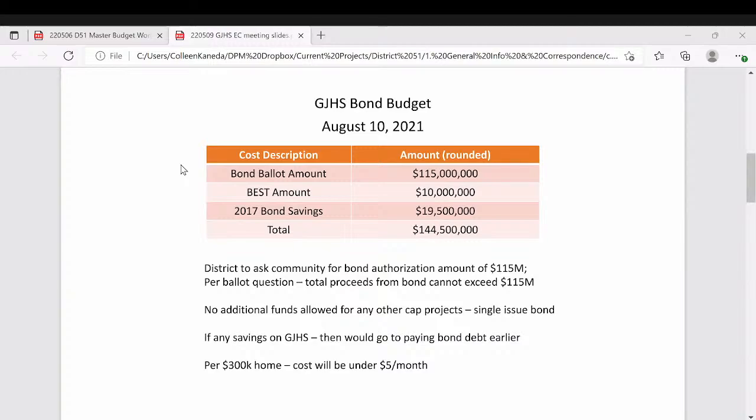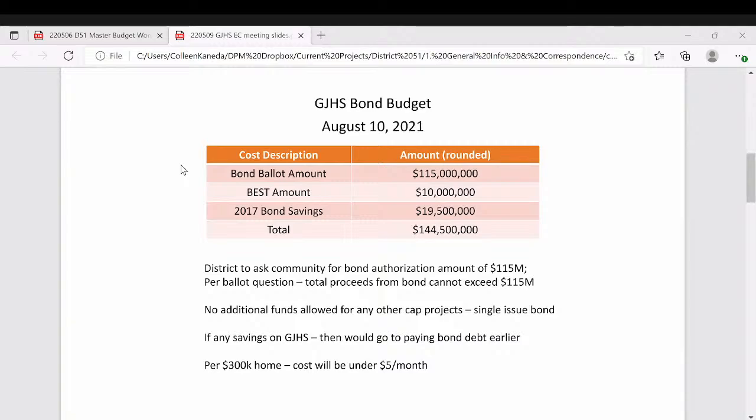So we got pricing from both Shaw and FCI independently, and that's when the team started going to work over a couple of months to get from the 152, I think it was, down to this 144.5 number, with the hopes that the community would support the 115 on the ballot.